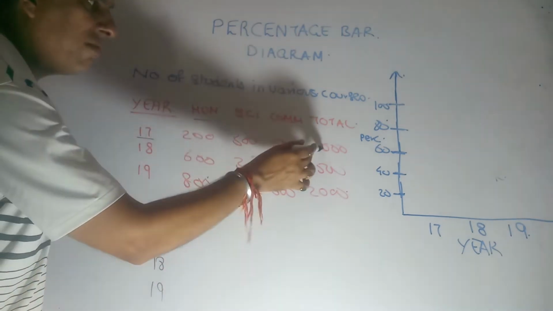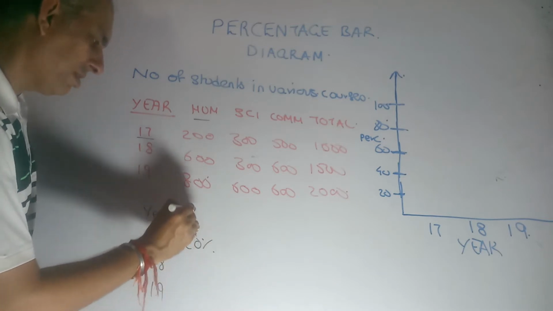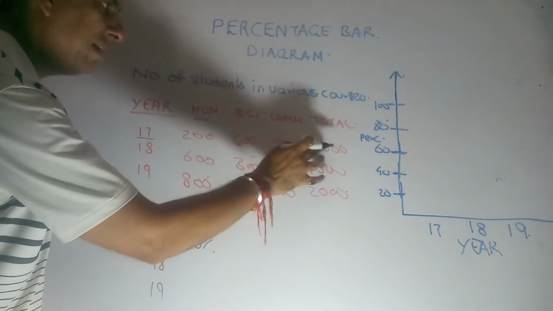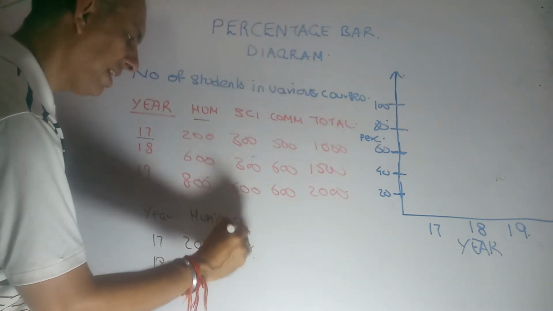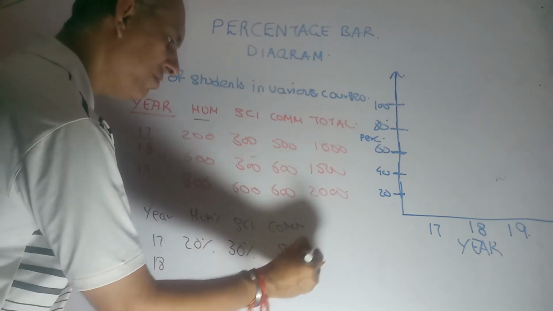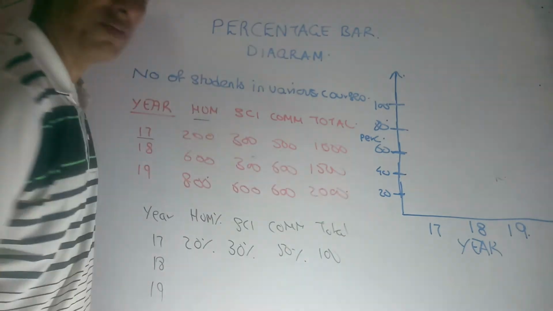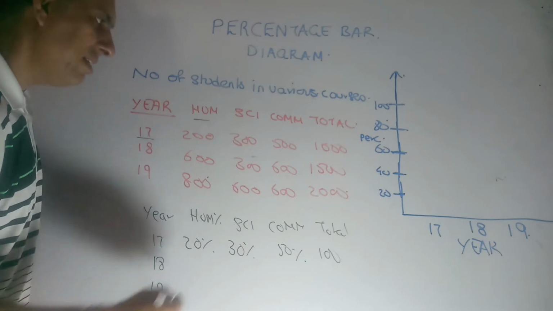So 200 is how much of 1000? 20%. Humanities, but expressed in percentage form. 300 is how much of 1000? 30%. Science, and the commerce. Similarly, it will be 50% for this one, the total being 100% in the percentage form. Am I clear? Similarly, I'll do it for the next year, 18.